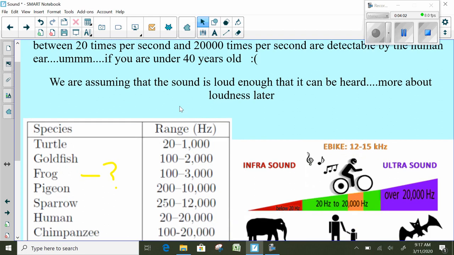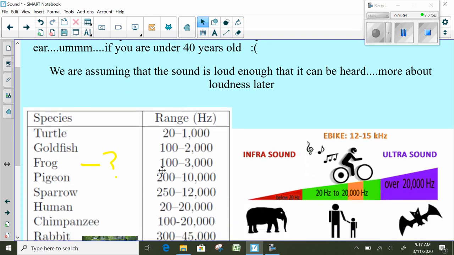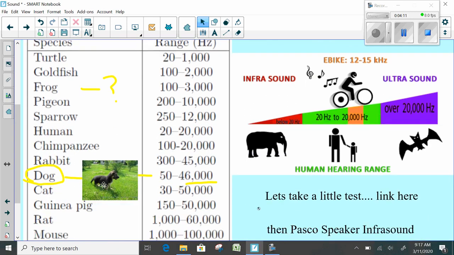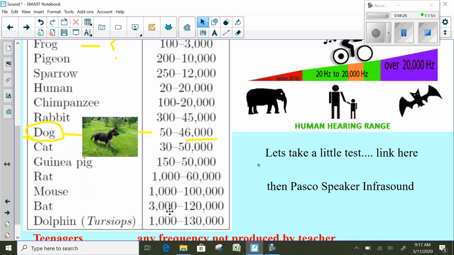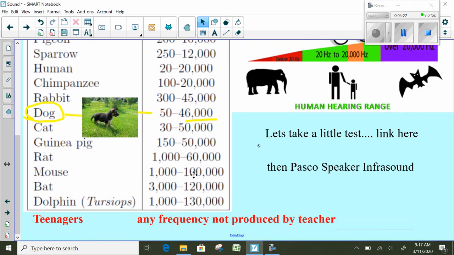Now, different animals have different frequency ranges. A frog can hear between 100 and 3,000 hertz. So if I sing above 3,000 hertz, the frog can't hear it, which is probably good. This is my old dog, Moose. Dogs, as you may know, can hear really high frequencies. There's a thing called a dog whistle, and if you blow a dog whistle, humans can't hear it. It's above 20,000, but dogs can. So different animals have different frequencies they can hear. Dolphins have super high frequency.